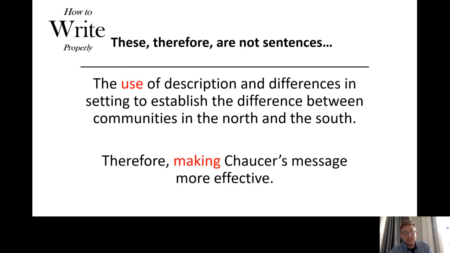You can even have, it's a little bit more convoluted, but you can even have the use of description differences in setting by Elizabeth Gaskill establishes the difference between communities in the North and South. But without that subject, this doesn't work as a sentence. Similarly, the next one, therefore making Chaucer's message more effective. So we've got a verb, and we've even got a character here in Chaucer, but we don't know what it is that's making Chaucer's message more effective when this sentence stands alone. So what is it that's happening that's making this message more effective? We don't have verb, subject, and object in that sentence.